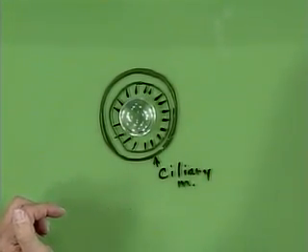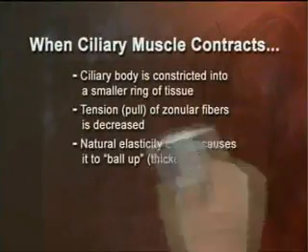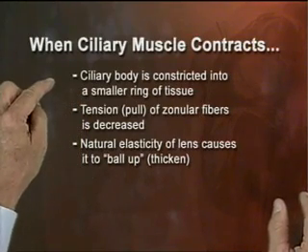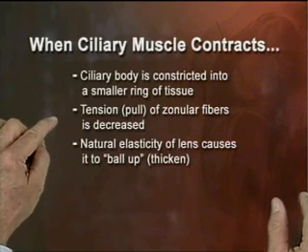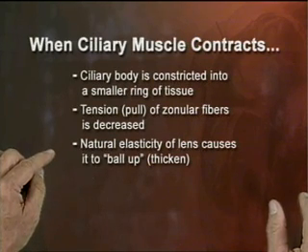Let's look at a graphic that will summarize what we just said here. When the ciliary muscle contracts, the ciliary body is constricted into a smaller ring of tissue, a smaller circle. The tension of the zonular fibers is decreased, and the natural elasticity of the lens causes it to ball up or thicken, get thicker from front to back in the center.